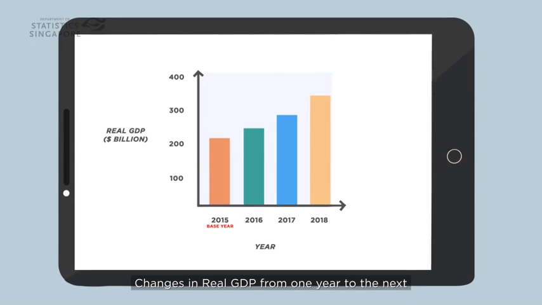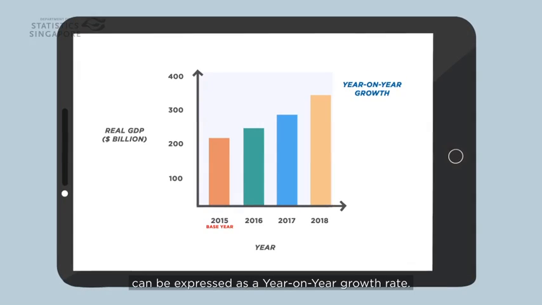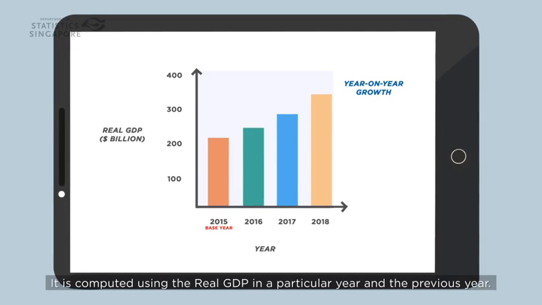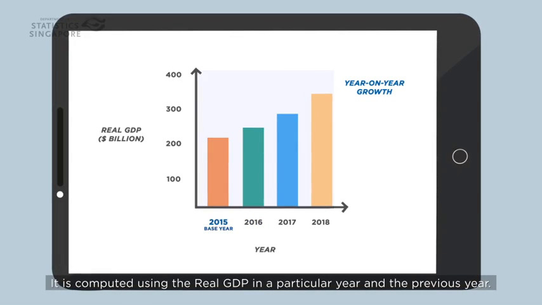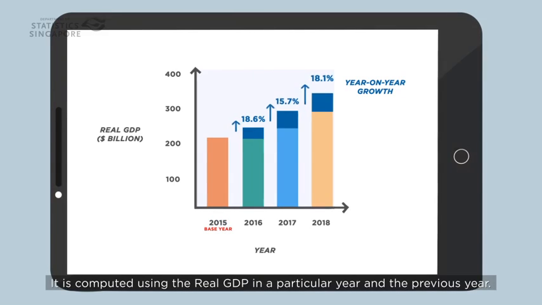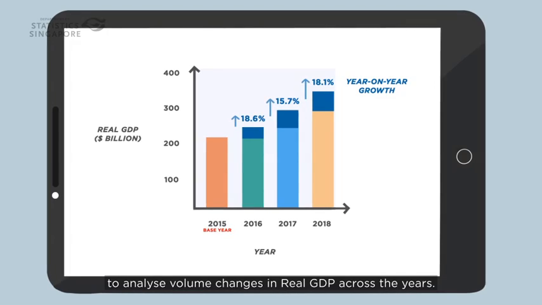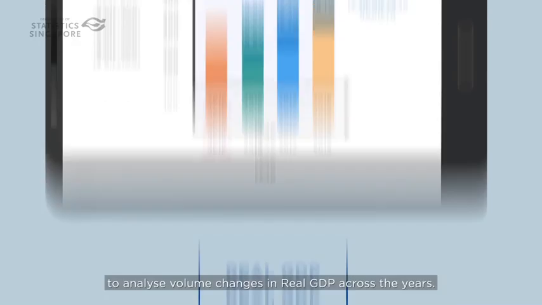Changes in real GDP from one year to the next can be expressed as a year-on-year growth rate. It is computed using the real GDP in a particular year and the previous year. These year-on-year growth rates allow us to analyze volume changes in real GDP across the years.